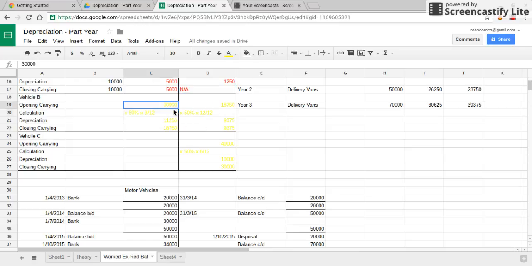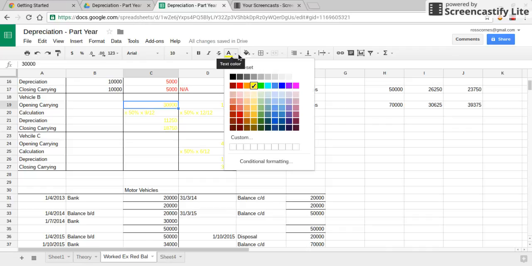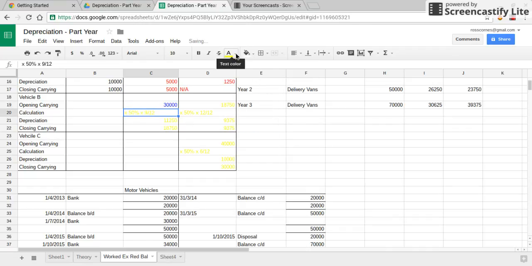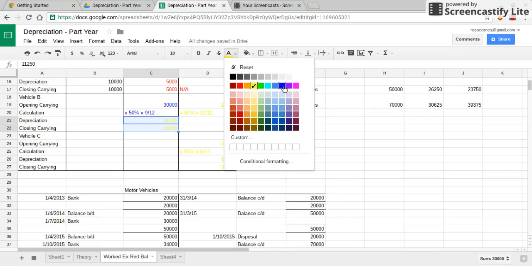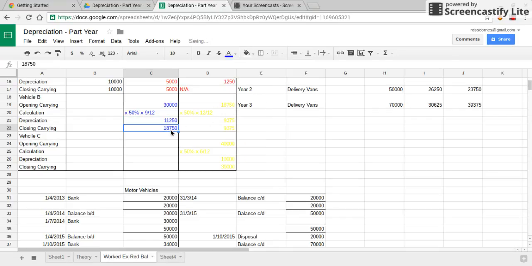Vehicle B. Okay, vehicle B bought for 30,000. During the year, 50% reducing balance, but we owned it for 9 of the 12 months. So 3 quarters, all times that by 9 twelfths, comes to 11,250. Therefore, the closing carrying amount is 18,750.